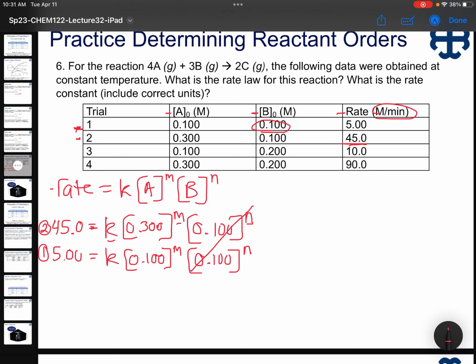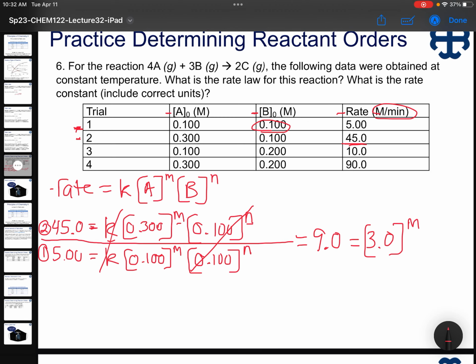And the easiest way to solve this is to actually divide these equations by each other. K is going to be the same for both of these, so that is not going to change, so we can cancel those out. And that simplifies things a lot for us. So we can do a little math. 45 divided by 5 is equal to 9, right? And that is going to be equal to 0.3 to the m divided by 0.1 to the m, that essentially just turns into 3.0 to the m power.